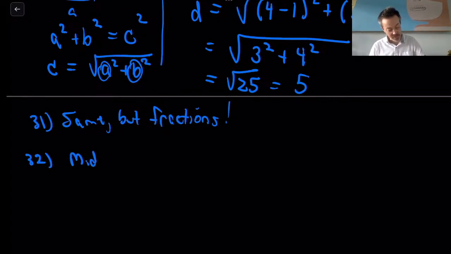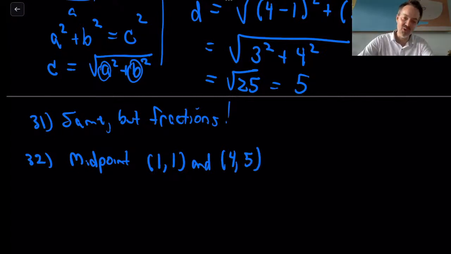So we want to find the midpoint between the points 1, 1 and 4, 5. And again, this isn't super important. You'll see some questions periodically. It's just the circles. And it's not like you need to memorize this formula.